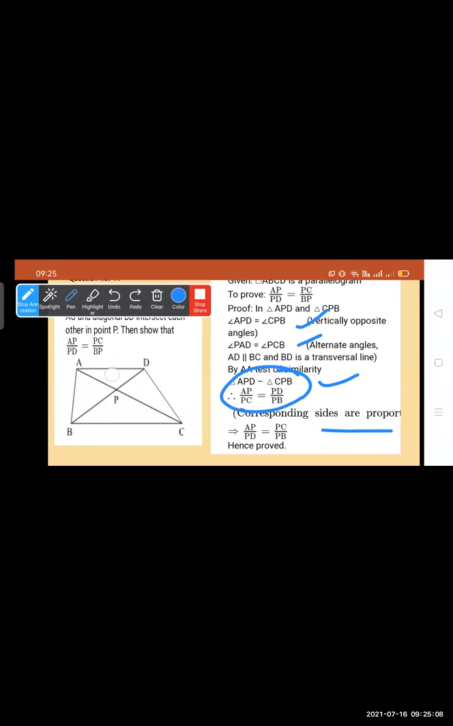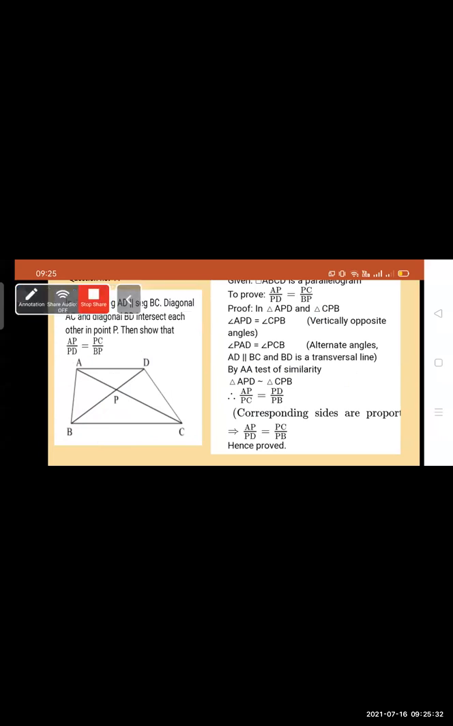You consider these two triangles, one and two. This one is a vertically opposite angle. These two lines are parallel and this one is a transversal, so we have alternate angles. By using these two conditions, we say that triangle APD is similar to triangle CPB. If these two triangles are similar, then we write their corresponding sides, which are in proportion. And finally, we get our proof.